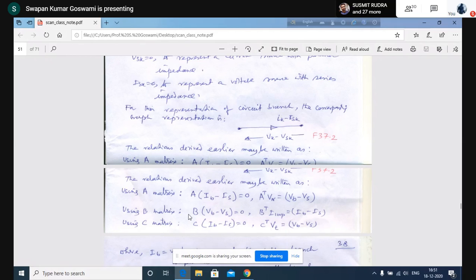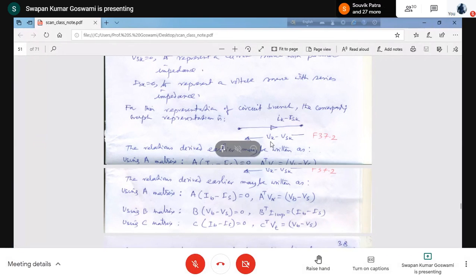So we can say that A times IB minus IS is equal to 0. This is the Kirchhoff's current law. Also using the A matrix, we have derived the relation between the element voltage and the node voltages. It was A transpose Vn equal to VE. This was done in our previous class. We have seen that A transpose Vn equal to VE. Now VE will be equal to VB minus VS.